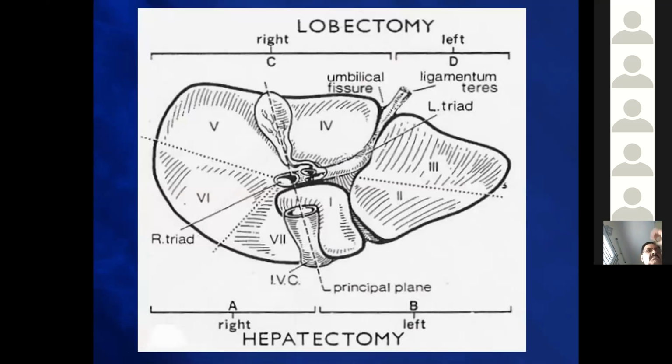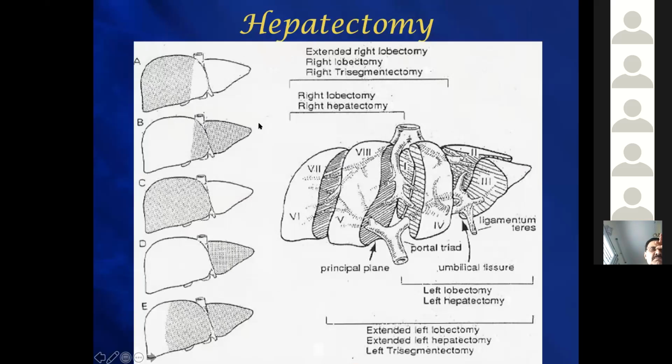Similarly, if you look from the under aspect, you can see the same thing, from the IVC to the gallbladder fundus, Cantlie's line. So extended right lobectomy means the right lobe is this much. If you are removing anything beyond that, it's called right trisegmentectomy. Means if you are removing segments 4, 5, 6, 7, 8, it's called right trisegmentectomy. Left trisegmentectomy means you are removing 2, 3, 4, 5, and 8.